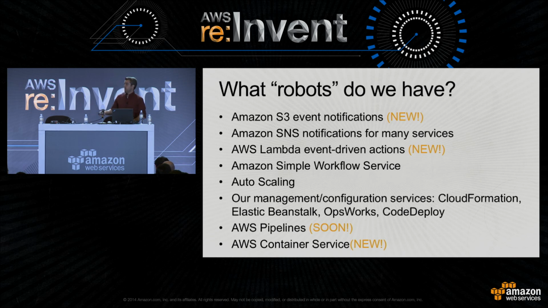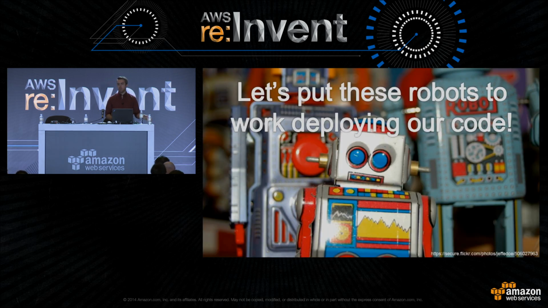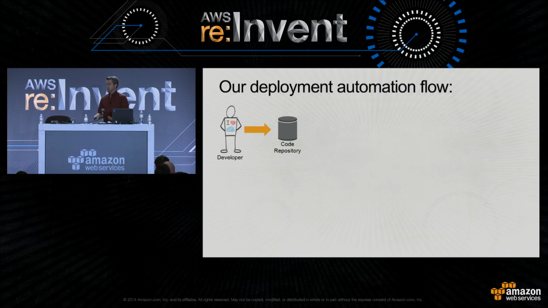We have our other management and configuration services: CloudFormation, Elastic Beanstalk, OpsWorks, CodeDeploy, and now the new container service as well. So let's put these robots together here and see a pattern of what's going to happen in an example scenario. Our developer has committed code to our repository, GitHub, local Git, or at some point the code repository service that we'll be releasing next year.